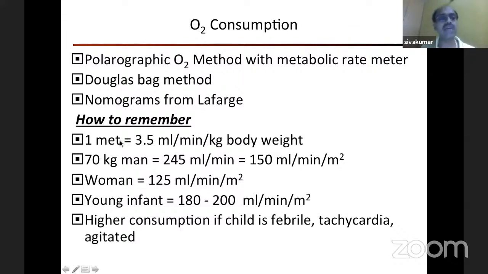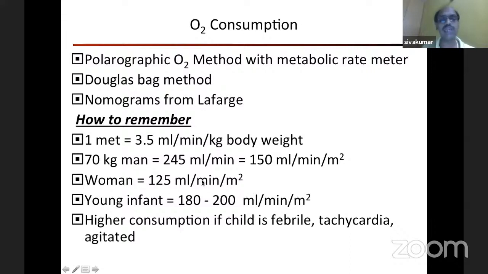One metabolic equivalent means a standard person who is not doing any work at all, and the amount of oxygen that he consumes is called one metabolic equivalent. In general, it is 3.5 ml per minute per kilogram body weight for a normal standard person. So let's assume it's a 70 kilo man: it's 245 ml, and if you index it, it is 150 ml per minute per meter square.